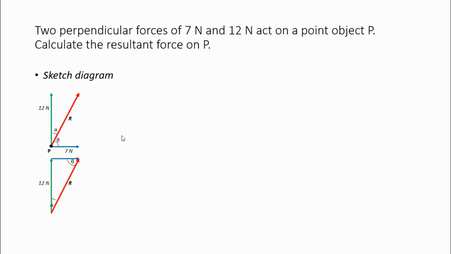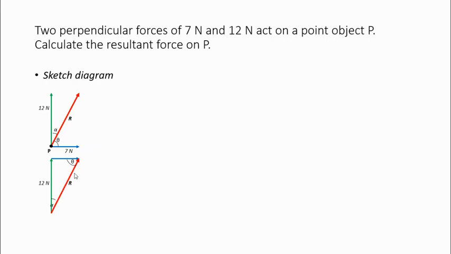We could sketch the diagram another way. If we drew it using the triangle method instead of the parallelogram method, draw the 12 followed by the 7, the resultant direction would be from start to finish. Very similar to what we had before, same size and same direction.